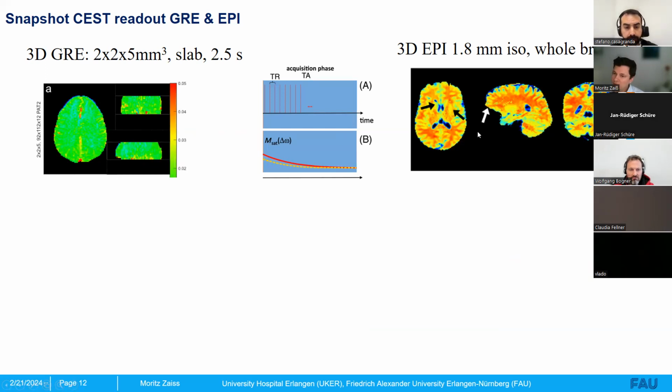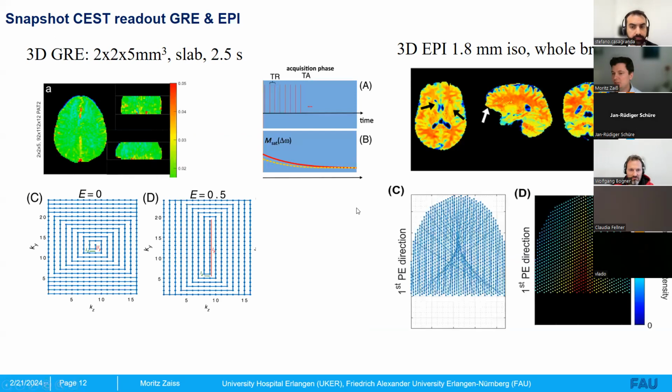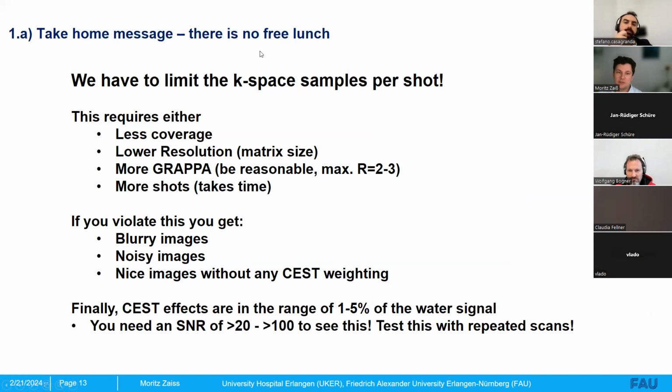For the whole brain, there are also solutions, so this really works. Again this spiral readout, and in the EPI solution of Tony Stöcker's sequence, it's actually a much higher acceleration factor, factor 6. And because of the EPI trains, you can also acquire more k-space, and there it's enough to cover the whole brain. All right, but you really have to keep these k-space samples limited, and that's really the take-home message. So there's no free lunch. We have to limit the k-space samples somehow, the k-space samples per shot.